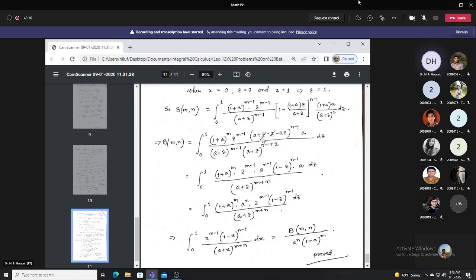Here you take a common, so a to the power n minus 1 into (1 minus z) whole to the power n minus 1. This a and a to the power n minus 1 will give you just a to the power n. So (1 plus a) whole to the power m, a to the power n, z to the power m minus 1, (1 minus z) whole to the power n minus 1 divided by this.